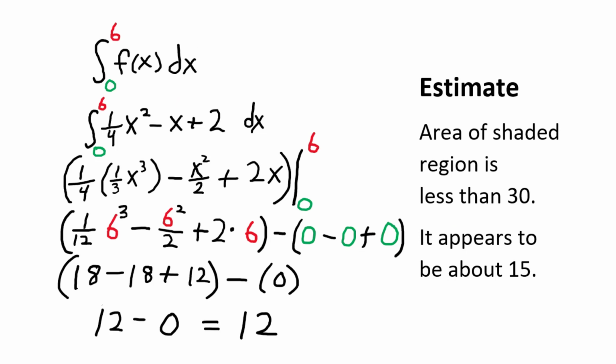Compare this to the estimate. We determined that the area was definitely less than 30 and appeared to be about 15. An area of 12 fits that description. When our calculation agrees with our estimate, we can have more confidence in our results.